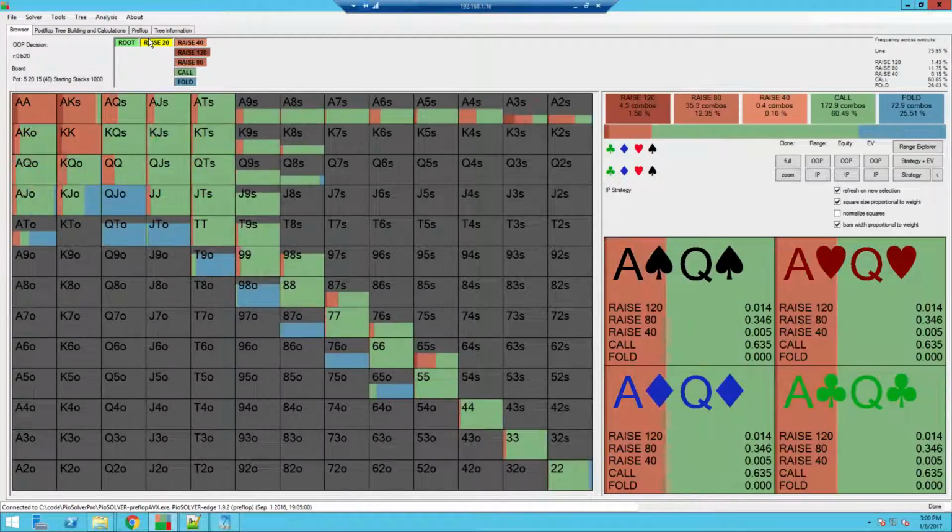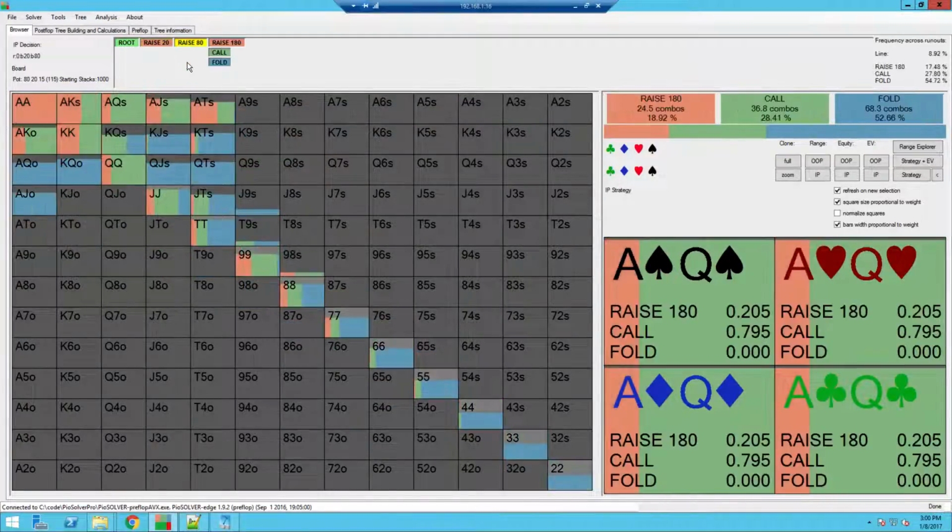Now let's go back to our raise, and we'll say let's go ahead and get raised to 80. This is where, in terms of we open to 20 and we get raised to 80, what are we doing in terms of continuing with the hand?